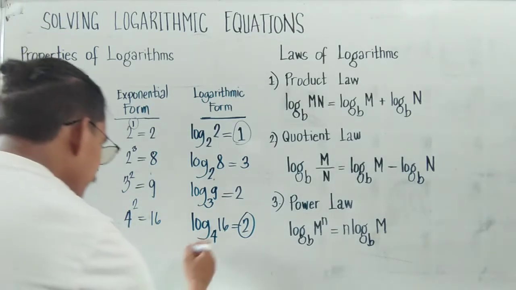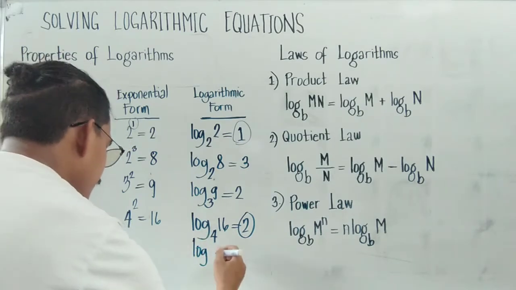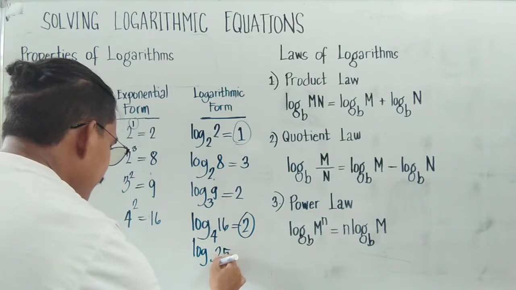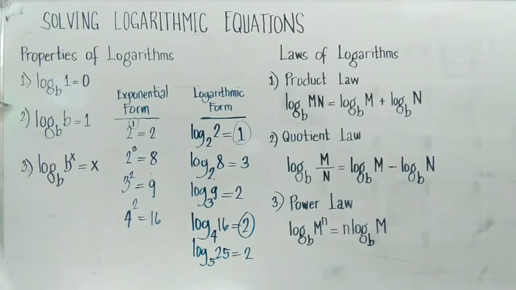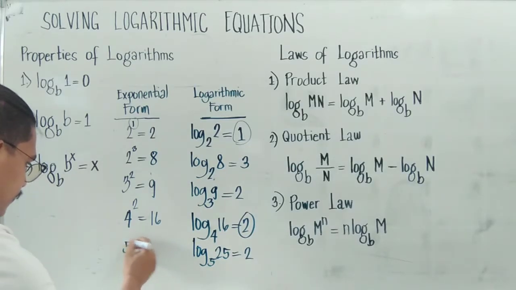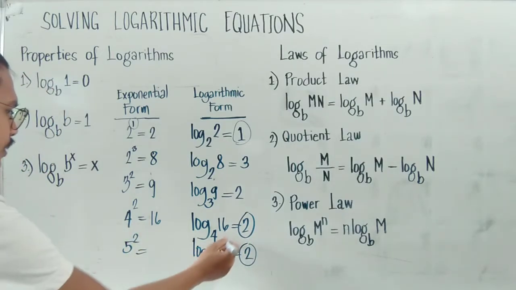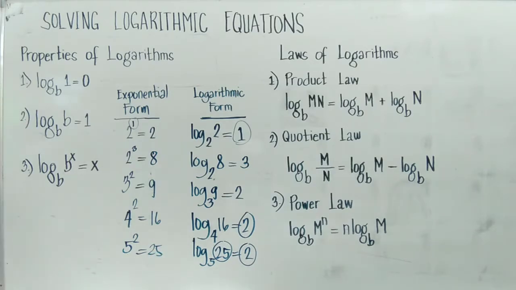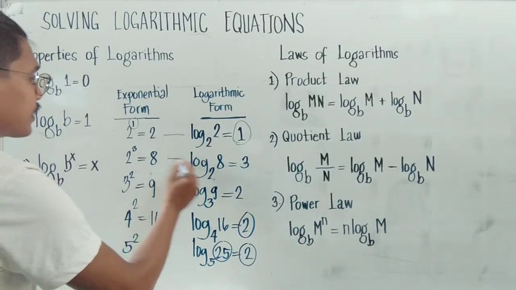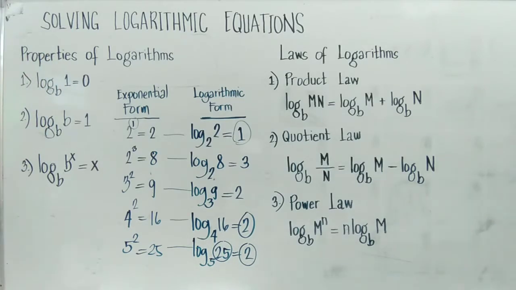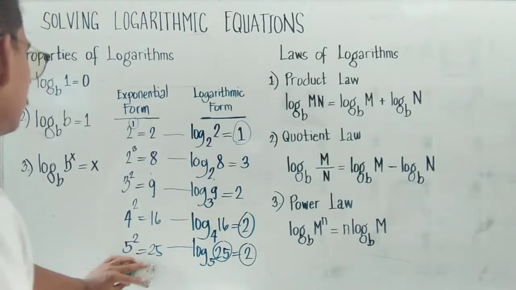Last example, we have log of 25 base 5 equals 2. Writing it in exponential form, the base is 5, then the exponent is the answer of your log, that is 2. So 5 squared equals 25. It is very basic for us to learn this first before we can solve logarithmic equations. Now let us proceed to the different properties and give some examples for each property and law.